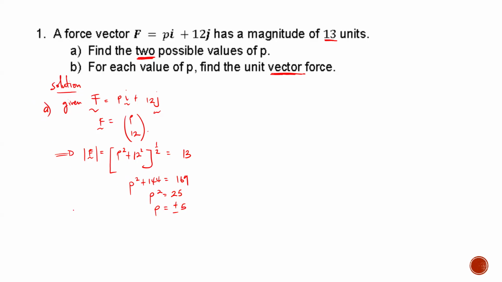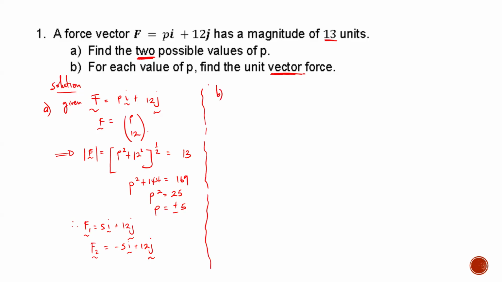And that's just part A. You can say, as you conclude, therefore F, you can call it F1, is equal to 5i plus 12j, or F2 is equal to negative 5i plus 12j. Yeah, that's part A, and I think it's pretty much clear.